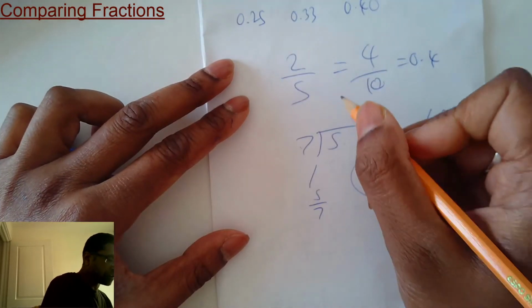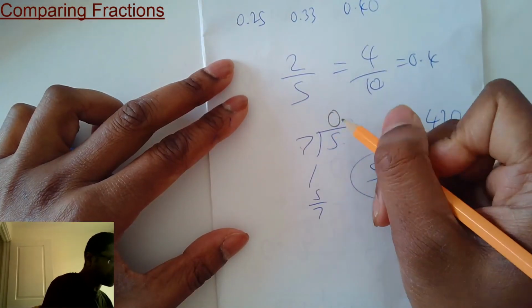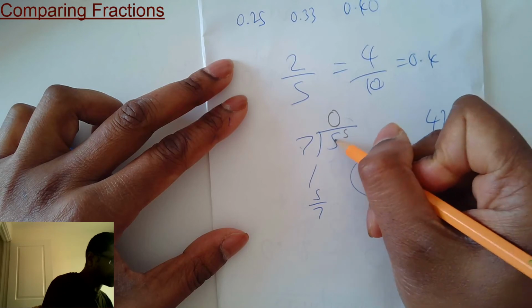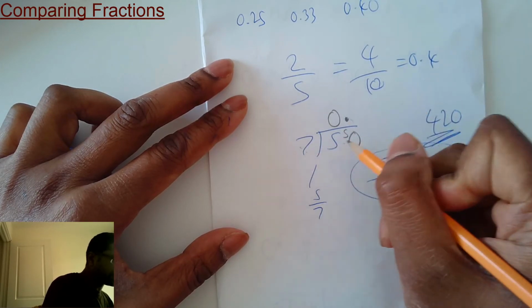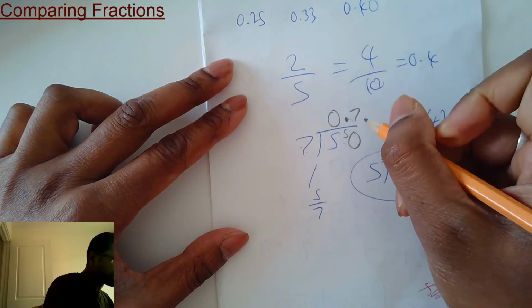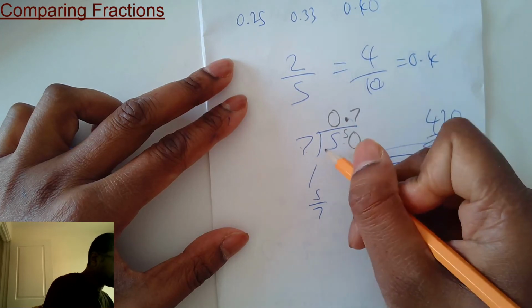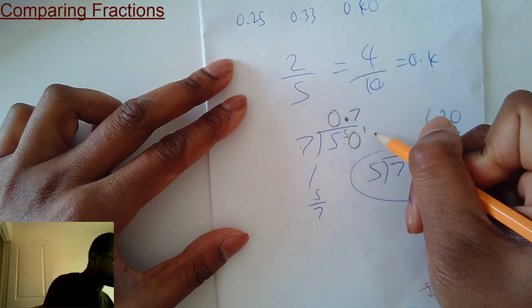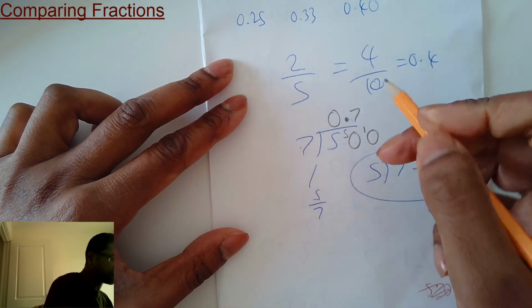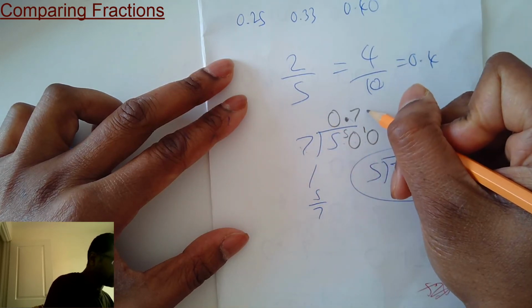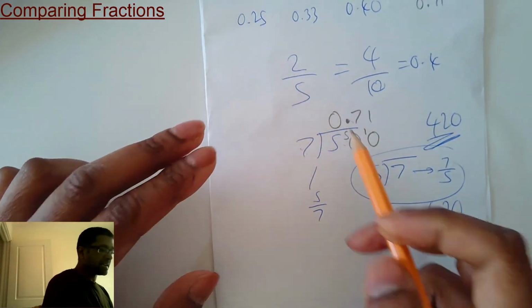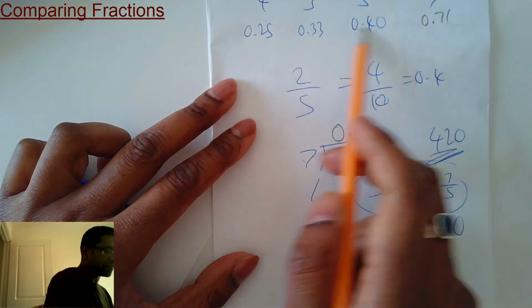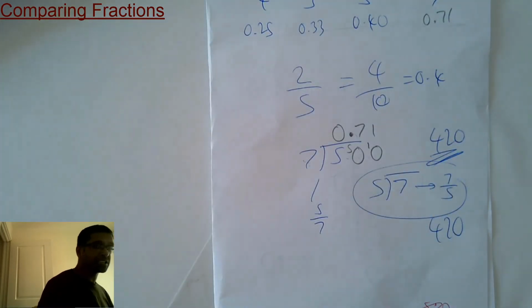7 into 5 does not go. Stick a 0 to say can't do it. And then carry that 5 over because we've not used it. Stick a decimal point and a 0. Right, 7 into 50 goes 7 times. 7 times 7 is 49. Remainder 1. Put the 0 there. 7 into 10 goes once. Right, that's more than enough for me. I've got my 2 digits. Now you can easily compare these decimals to put those fractions smallest to biggest.